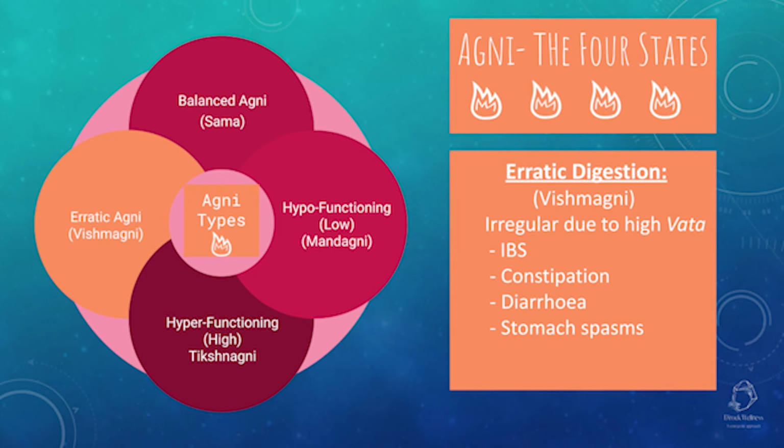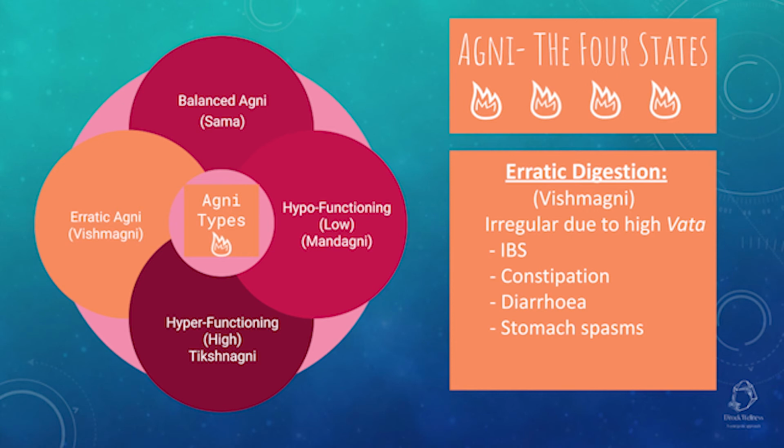If we aren't having a bowel movement first thing every morning consistently, then chances are our digestion is dealing with erratic Agni. If this is you, then we need to focus on eating around the same time every day. Eat more sweet, sour, and salty tasting foods and decrease bitter, pungent, and astringent tastes until Agni feels more balanced.